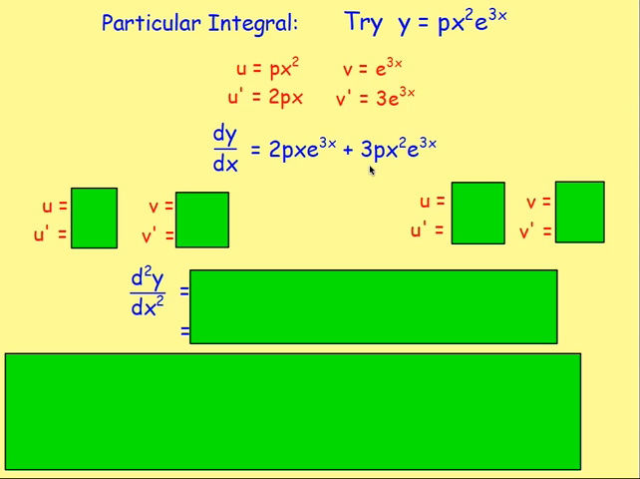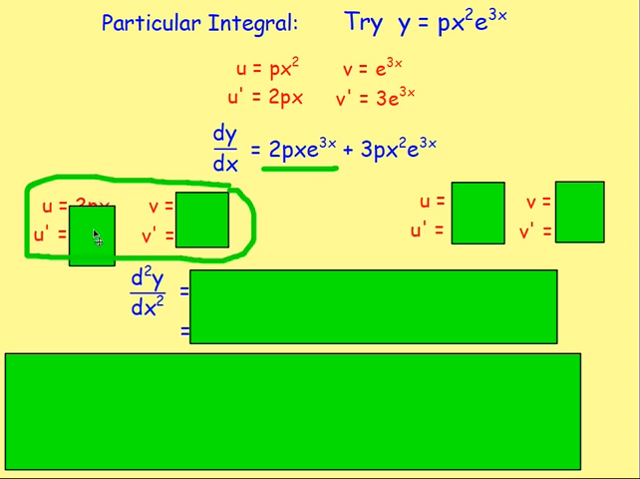However, we need to differentiate that again to get d2y by dx squared. So if you look at it, we can differentiate this part here using the product rule. So let's do that. We've got a 2px times e to the power of 3x. So let u equal 2px and v equal e to the power of 3x. Differentiate 2px, you get 2p. And differentiate e to the power of 3x, you get 3e to the power of 3x. So u dash v plus uv dash.